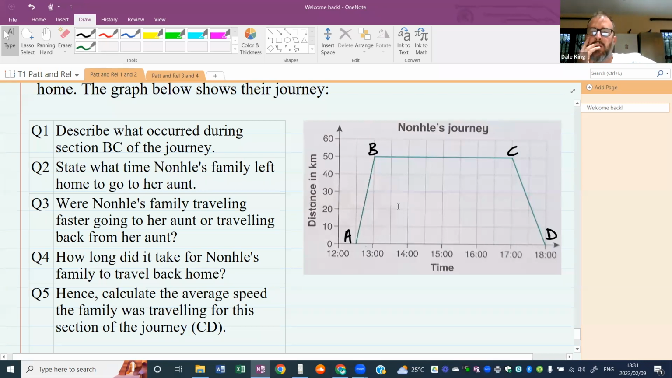Let me think of another question. Can someone type in chat, how long did they stay at the aunt's house? Somebody in chat, type it into chat if you know. How long did they stay at the aunt's house?